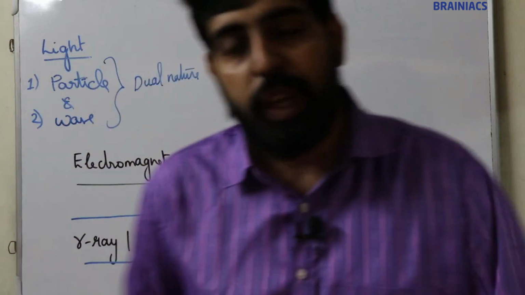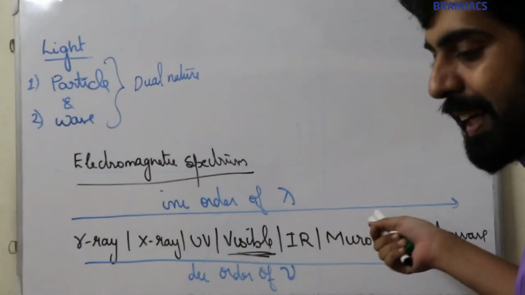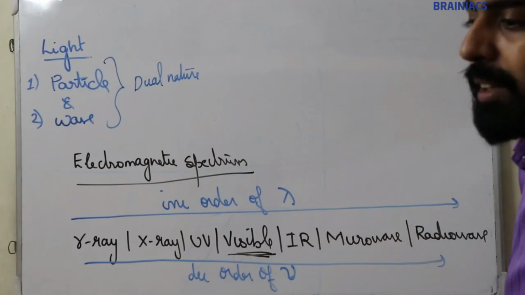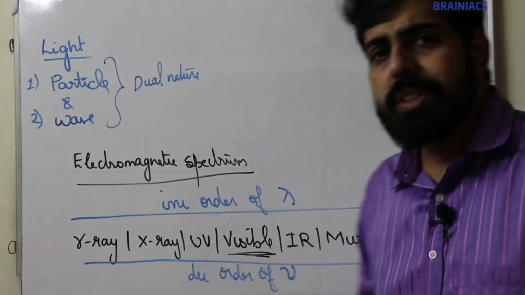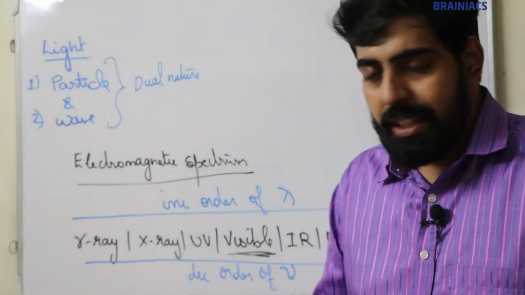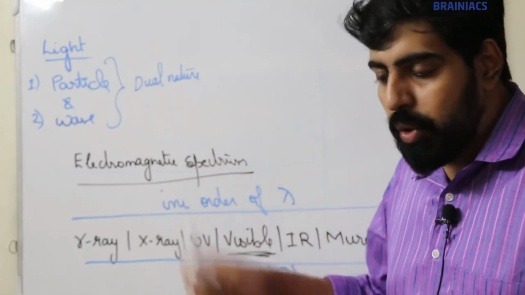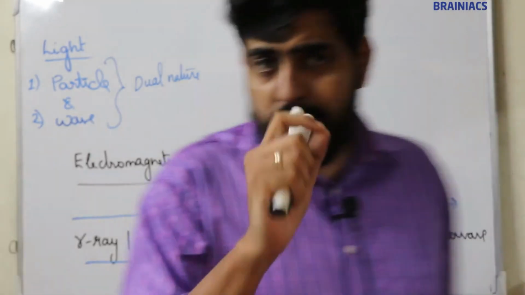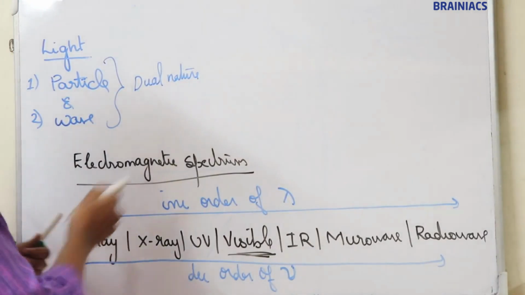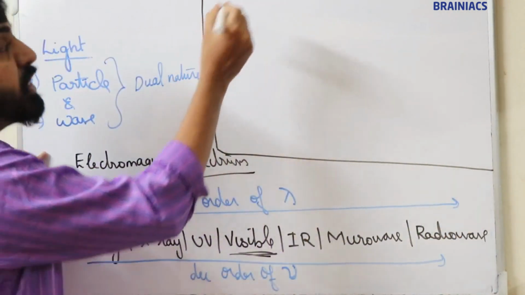What is wavelength, what is frequency? Before discussing this topic in detail, I will explain that one. Then after that we can move to the electromagnetic spectrum. Now all electromagnetic radiation travels in the form of transverse wave.